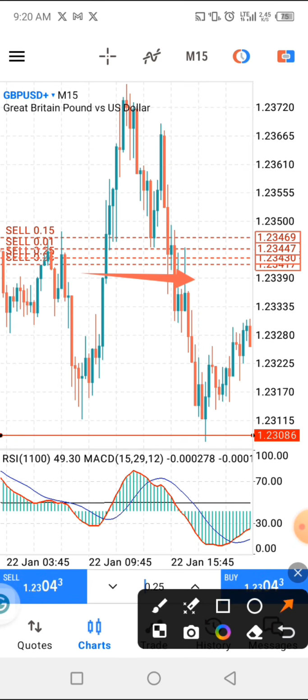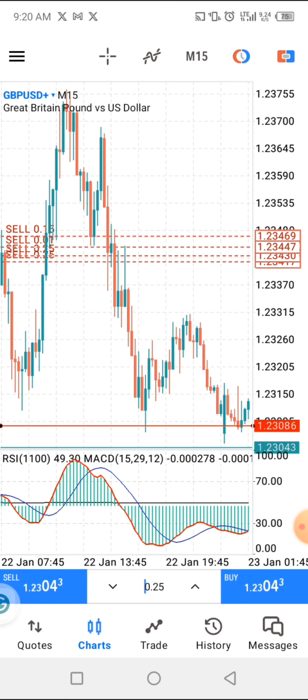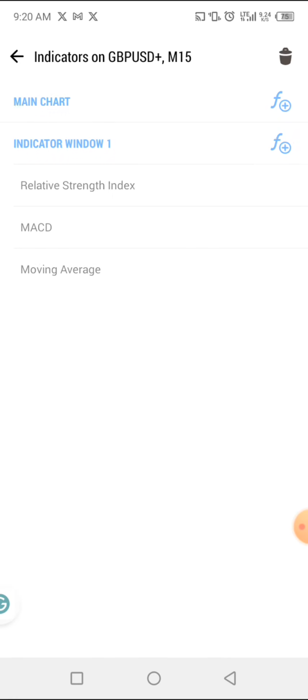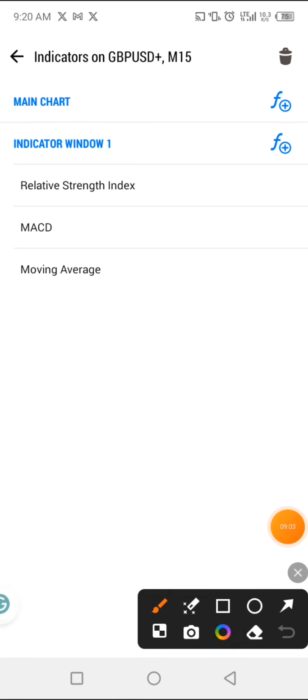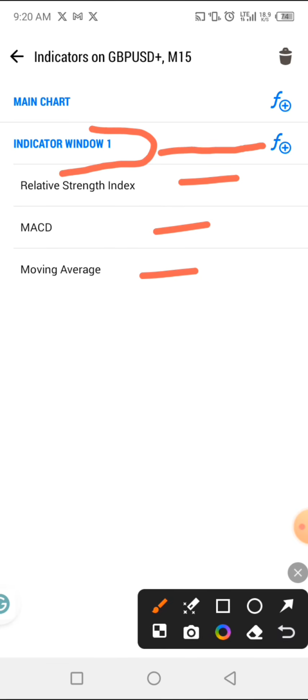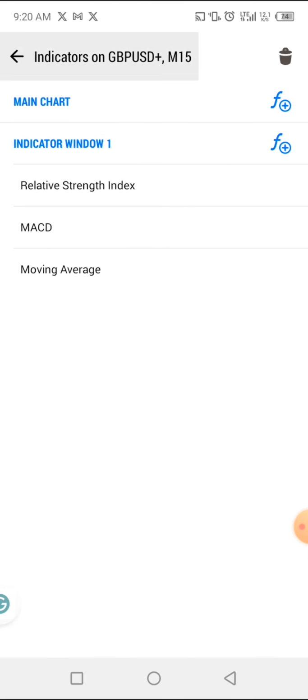So how do you set up this indicator? In case you don't know how to set it up, you just go to the F icon or your indicators window. These are the 3 indicators you're going to be using: the relative strength index, the MACD, and the moving average. You're going to attach all of them to just one indicator window. So quickly, let me show you how to set it up.